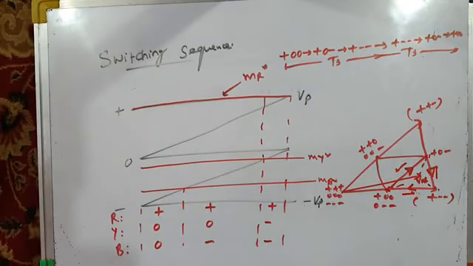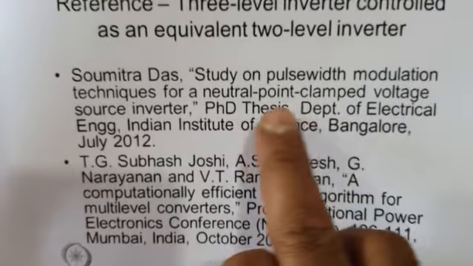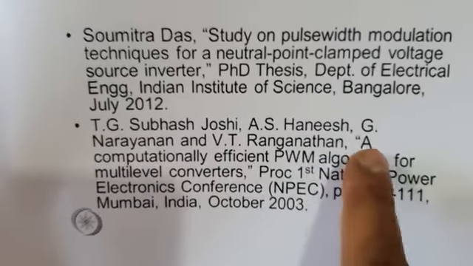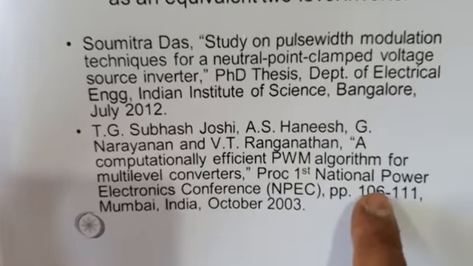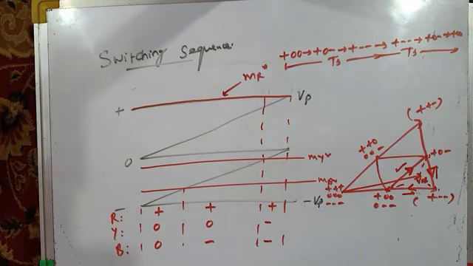Those of you who want to pursue research in this area can go through that thesis. Some more references: study on pulse width modulation techniques for neutral point clamped inverters, this is the same PhD thesis, and then a computationally efficient PWM algorithm for multi-level inverters. This was published in the Proceedings of the First National Power Electronics Conference at IIT Bombay in 2003. So please go through this lecture and other lectures, and in case of any clarifications or doubts.